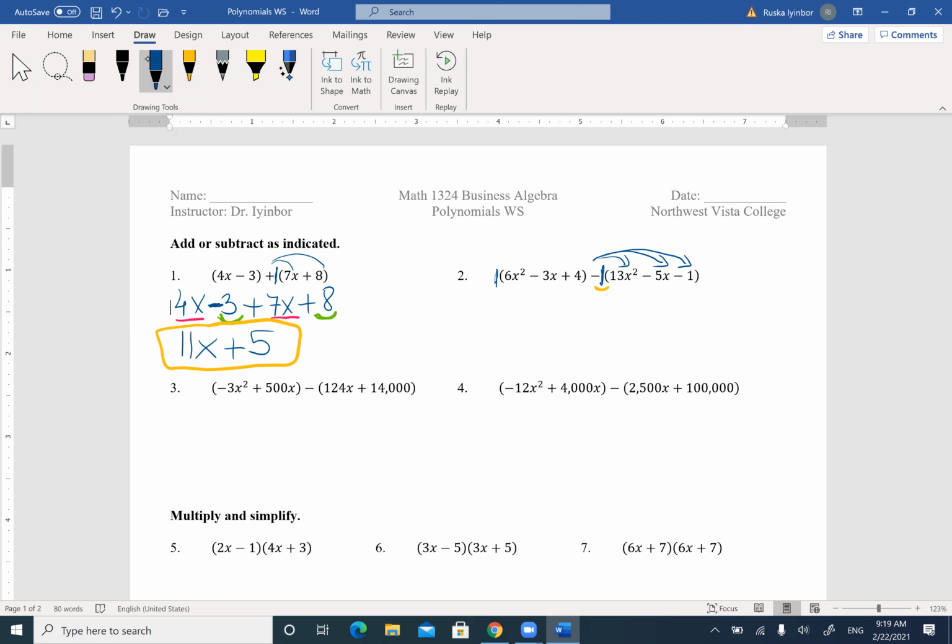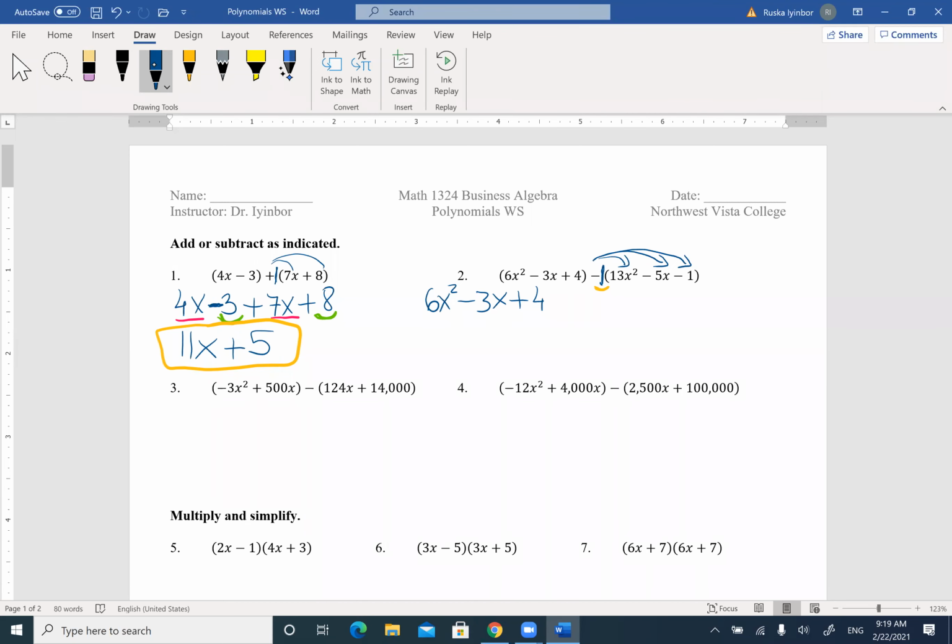This negative 1 is going to change 13 to negative. Negative 5 is going to change to positive 5. And negative 1 is going to change to positive 1. So be careful with distributing the negative in front of the parentheses. So what you're going to get is, I'm going to copy the first polynomial, which is 6x squared minus 3x plus 4. Nothing changed there because it's positive in front of the parentheses. It's nothing in front, which means 1.